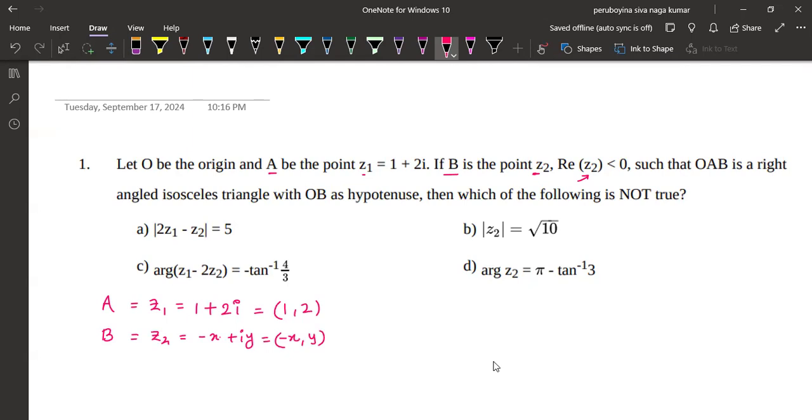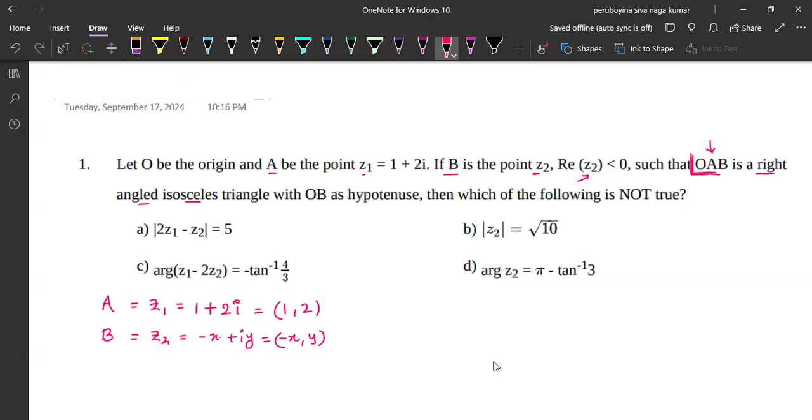And also he said OAB is a right angle. Actually, you have to understand that this is angle OAB. So at A, there is a right angle. And also he said this triangle is isosceles. That means right angle isosceles triangle.